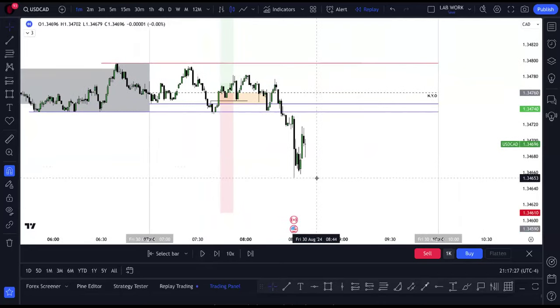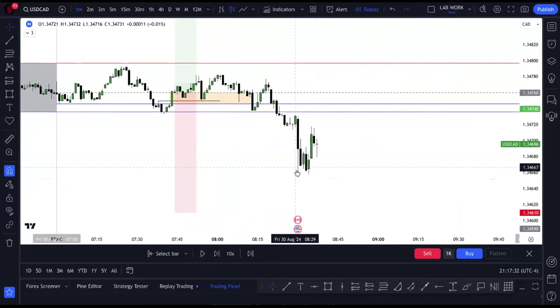And I said, you know what? Let's just hold it. Let's see what happens. The news event comes out, 8:30. Look at how the candle pulls everybody down.